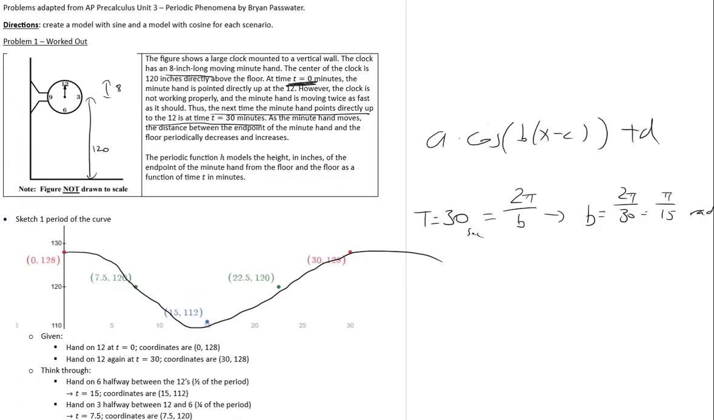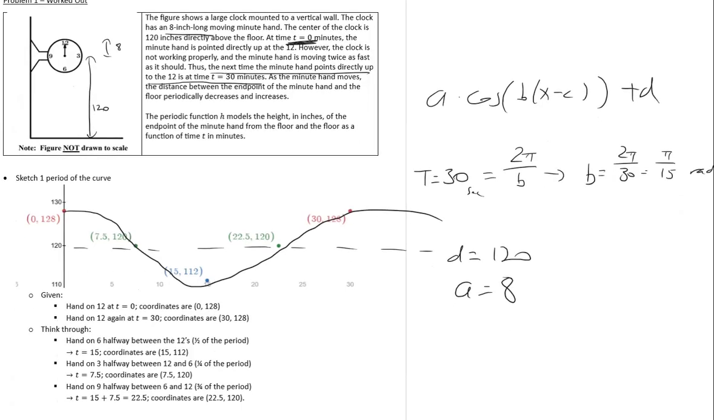D is the midline. What's the midline? Right here. D would be 120. Amplitude is how much it swings up or down from the midline. So how much does it go up or down? It's 8, the length of the hand, right? So A is equal to 8. All right. Now, C, the phase shift will be different if it's sine or cosine.